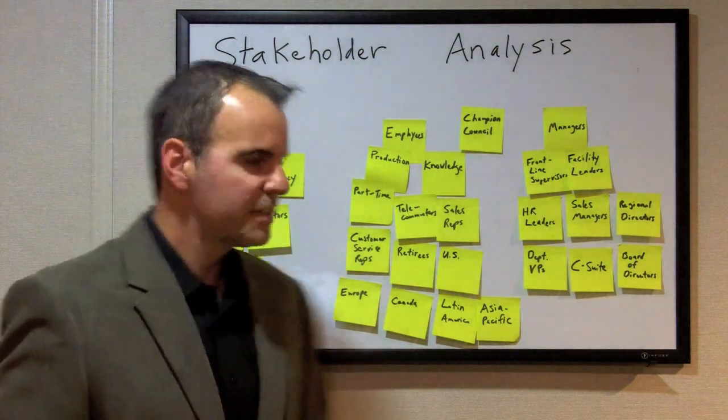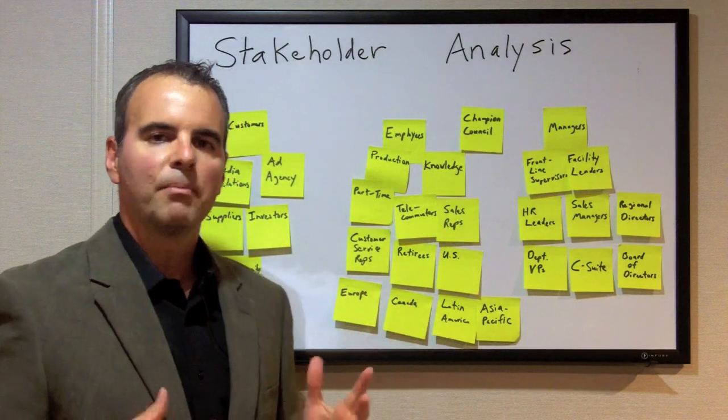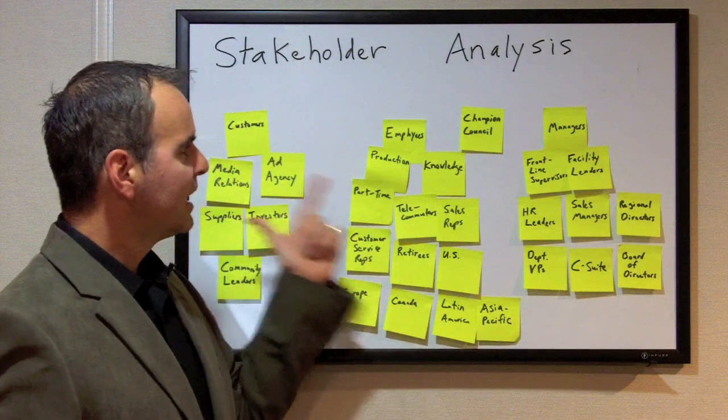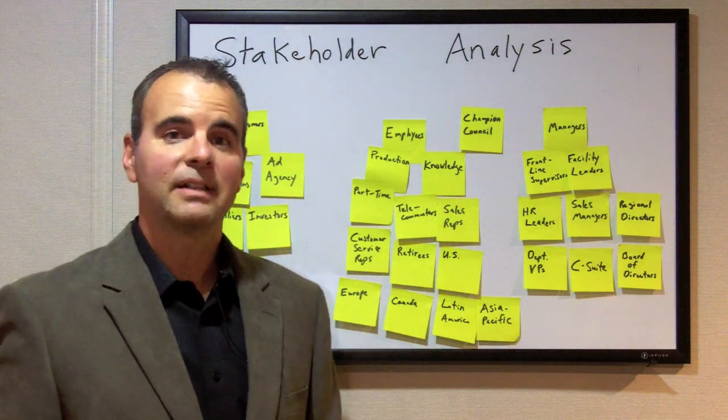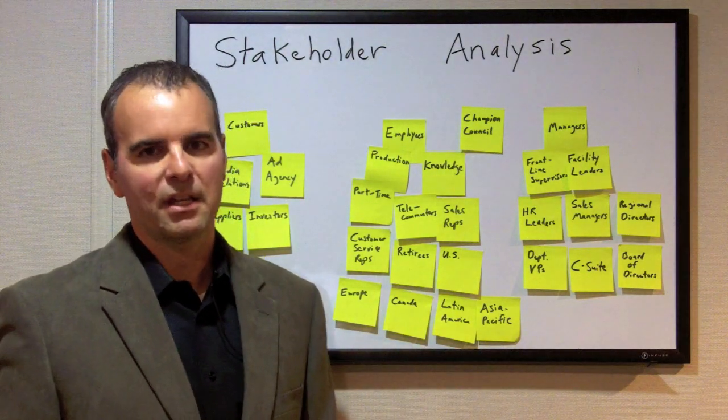So as you can see, this could go a lot of different directions, and every communication issue is different. But if you take the time to really do this simple stakeholder analysis, it can really provide good intelligence to go into that 5M communication model.